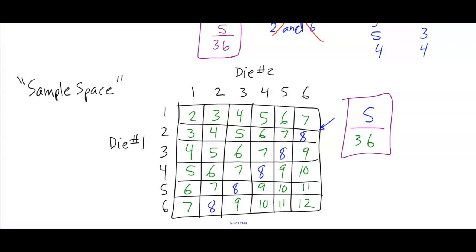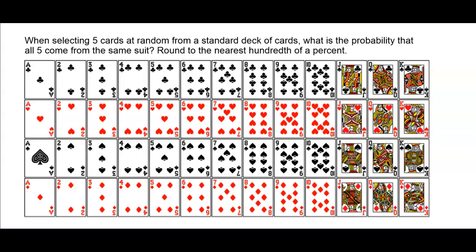Unfortunately, most interesting probability questions involve sample spaces that are way too large to ever write out. A really good example of this type of situation is if you're playing cards. A pretty common game to use a regular deck of cards for would be poker. And in poker, you get 5 cards out of the deck.